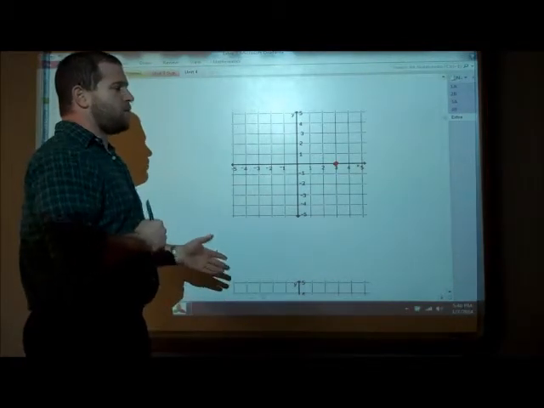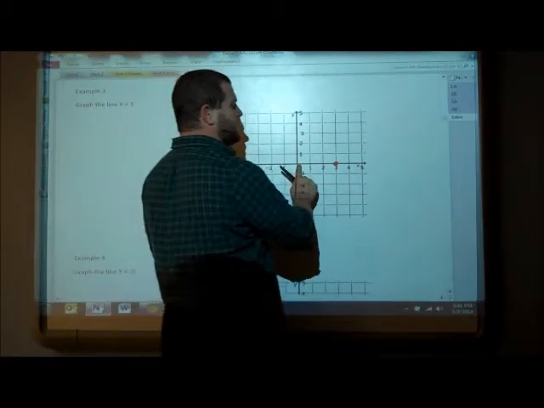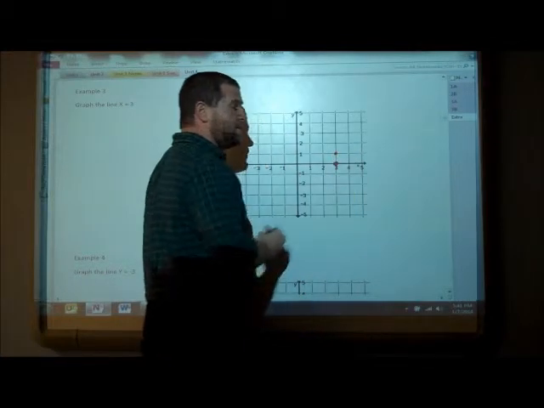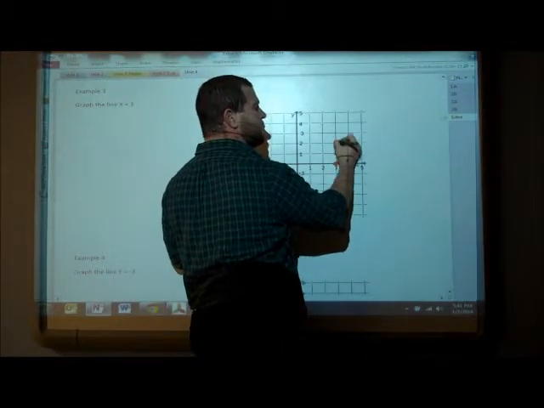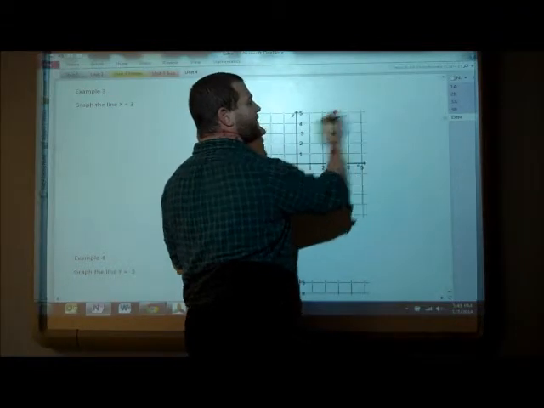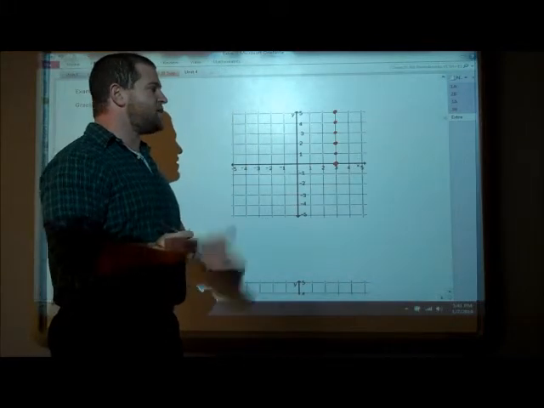So usually I play this game where we go around for a little while thinking, and I'll try to get people to guess. But the point that I end up coming to is this is the point 3, 0. This is the point 3, 1. This is the point 3, 2. This is the point 3, 3. This is the point 3, 4. This is the point 3, 5. What do all of these points have in common? 3. And what is the 3 in all of these points?